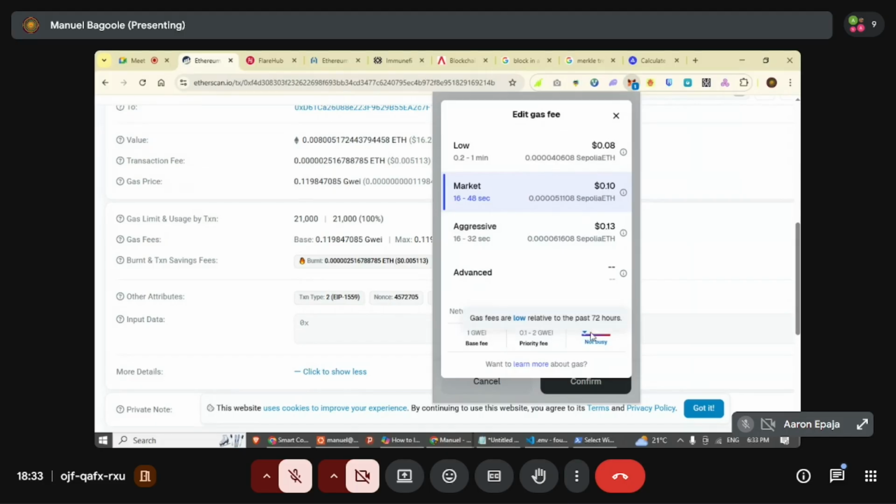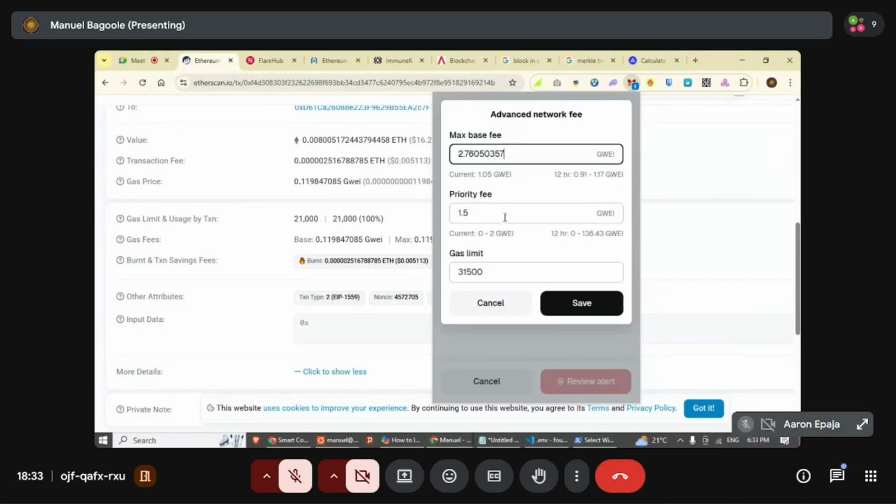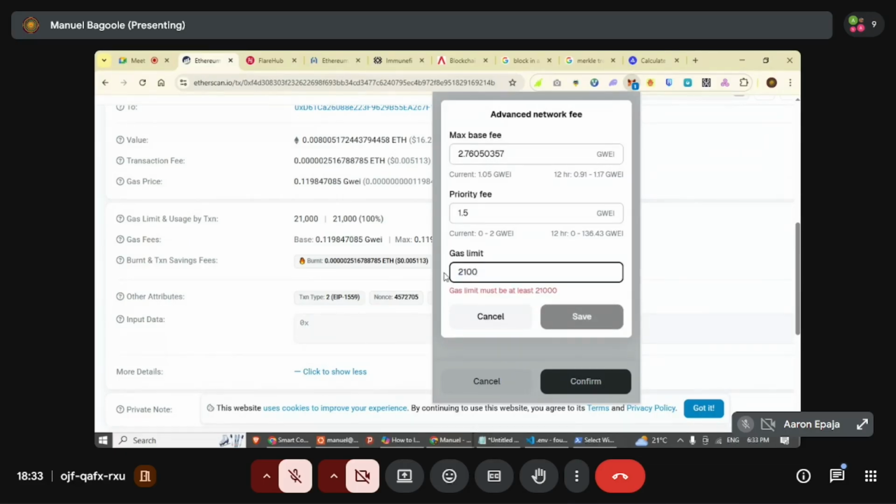So for me to add priority to my transaction, I can always choose either to, I can even go to the advanced section and increase or reduce the amount of gas that I need for my transaction. So I could reduce this to 21,000 hours.